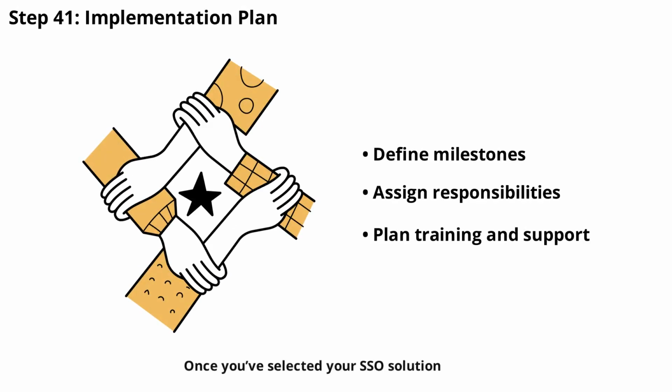Once you've selected your SSO solution, create a detailed implementation plan. Outline key milestones, assign responsibilities, and set a realistic timeline. Plan for user training, communication, and support during the rollout. A well-structured implementation plan ensures a smooth transition and maximizes the benefits of your new SSO system.